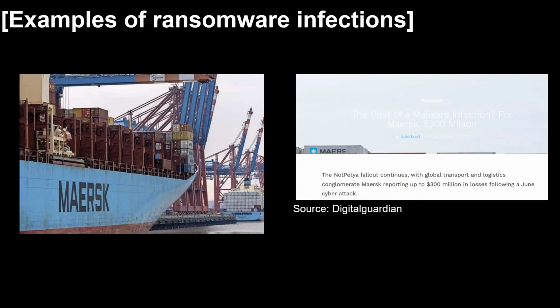So let's get into examples of ransomware infections. This is Maersk, and this was in 2017. And the ransomware that was deployed was called NotPetya. And we know now that this cost Maersk 300 million US dollars in losses. And it took them about 2 months, I think, to build up the whole new IT environment.